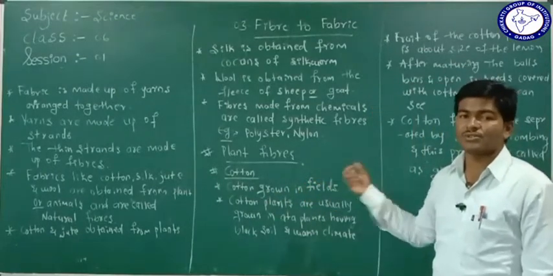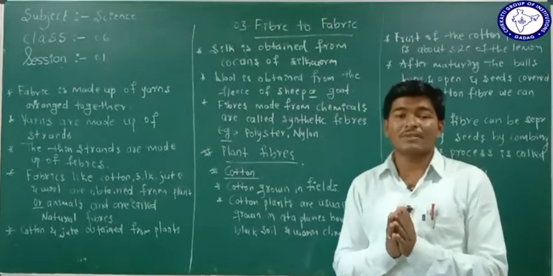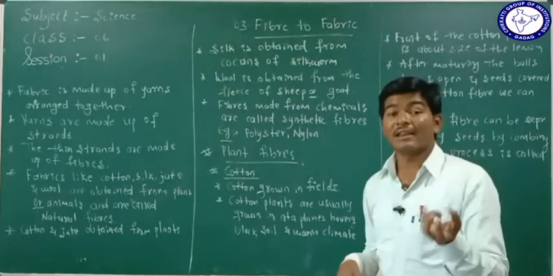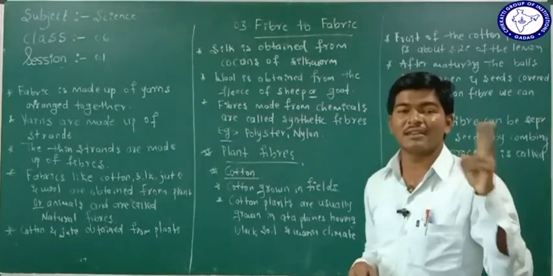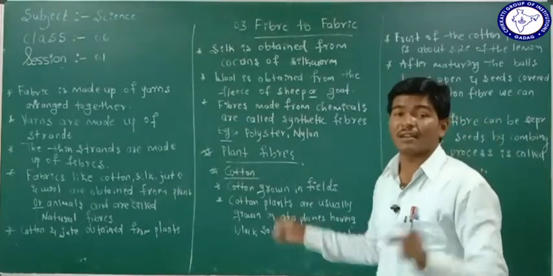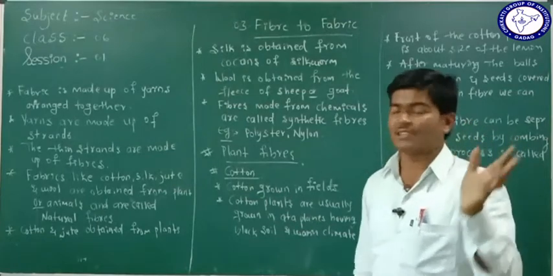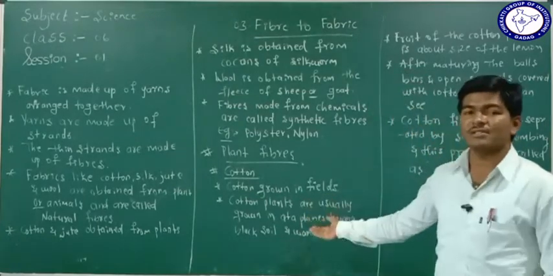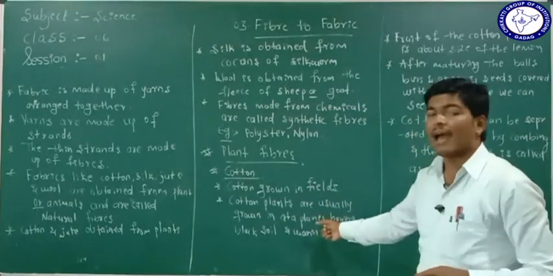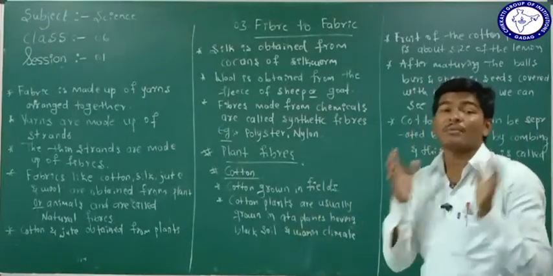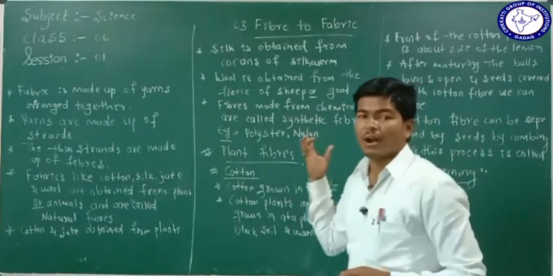So the highest amount of cotton grown in India is in the state of Gujarat. You have to remember that. And the second highest state which grows cotton is Maharashtra. You have to remember these two points. What are the conditions to grow cotton? The soil must be black soil, and the environmental condition must be warm. That is what we need to grow cotton.